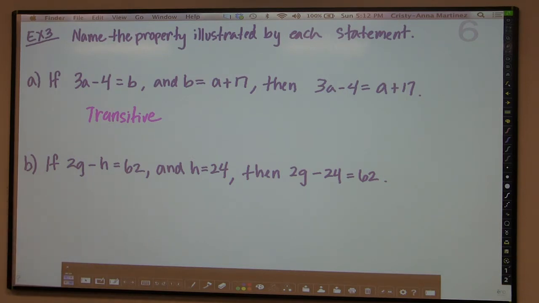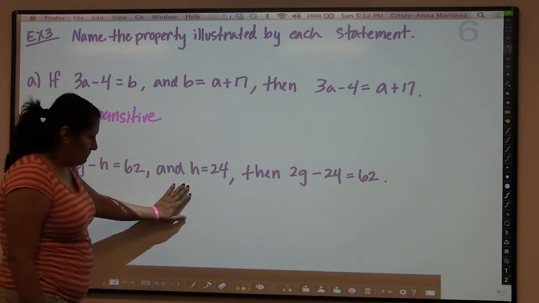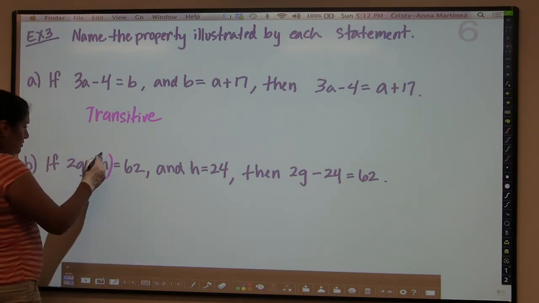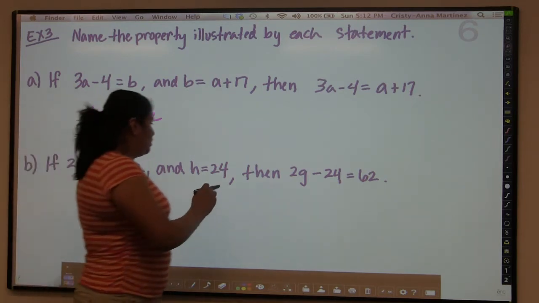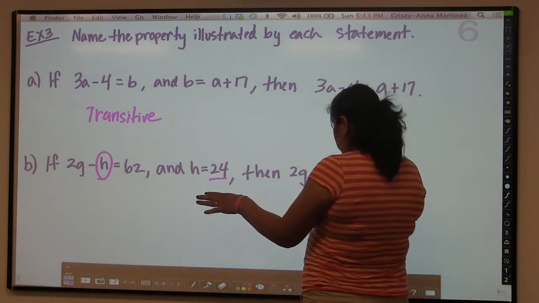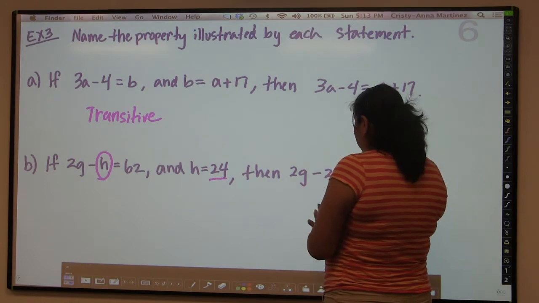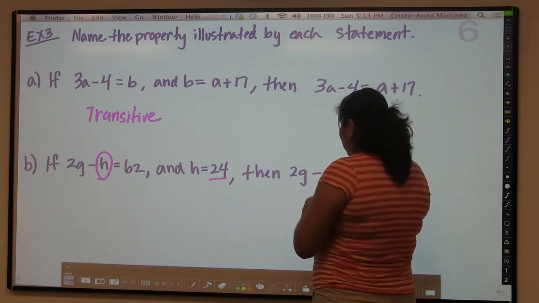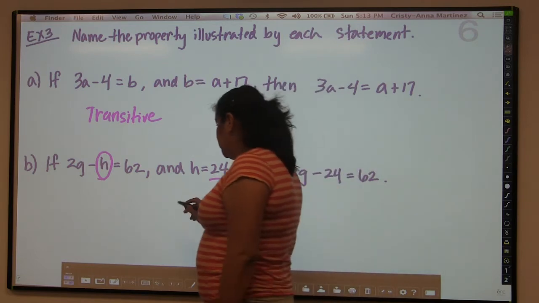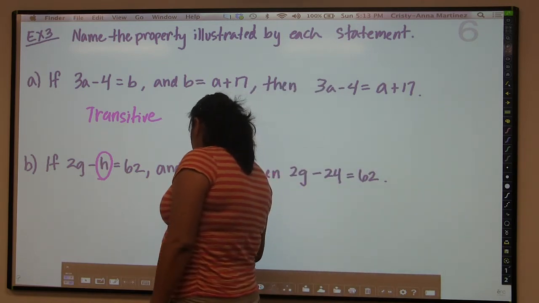And then we have in part B, if 2g minus h equals 62, and we know that h equals 24, then 2g minus 24 equals 62. And I don't know if you noticed it or not, but here's your h, and we know that h is 24. And so in this expression, everything is the same as the original, the 2g, the 62, except for the h part. The h was replaced with 24 because h is equivalent to 24. That is called the substitution property of equality.